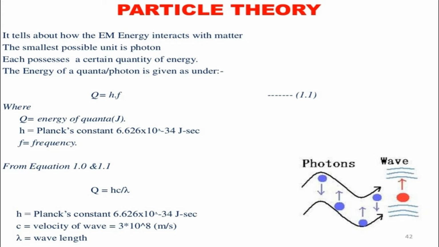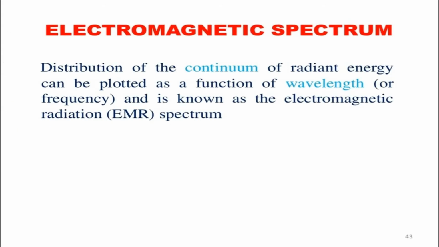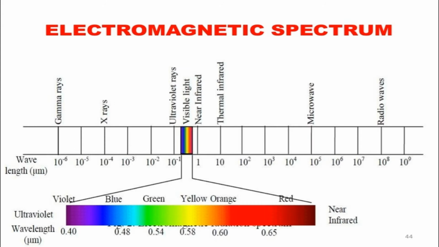Now, h is equal to Planck's constant, c is the velocity of the wave, and lambda is equal to the wavelength. Now the electromagnetic spectrum distribution. We are understanding how electromagnetic energy is distributed between the different parts of the electromagnetic spectrum. The distribution of the continuum of radiation energy can be plotted as a function of wavelength, and it is known as the electromagnetic radiance spectrum. The figure shows the different parts of the electromagnetic spectrum.